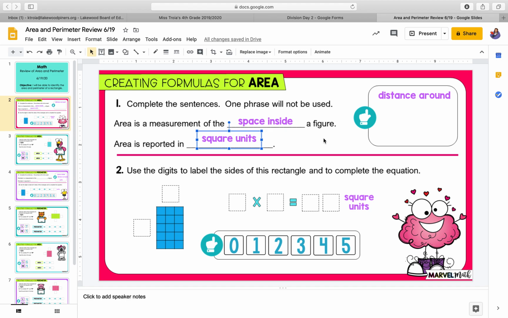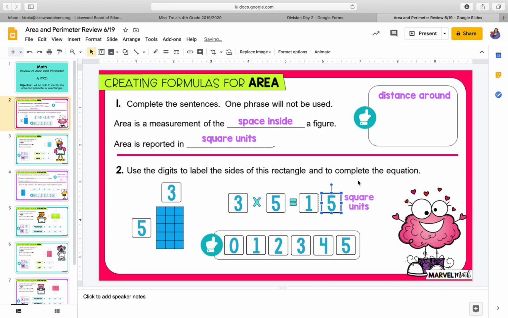At the bottom it says, use the digits to label the sides of this rectangle and to complete the equation. If I look at the rectangle on the side, I see that there are 3 units going across horizontally and 5 going vertically. So in order to find the area, I'm going to multiply the length of 3 and the width of 5 to get 15 square units, and that's a pretty basic multiplication problem.